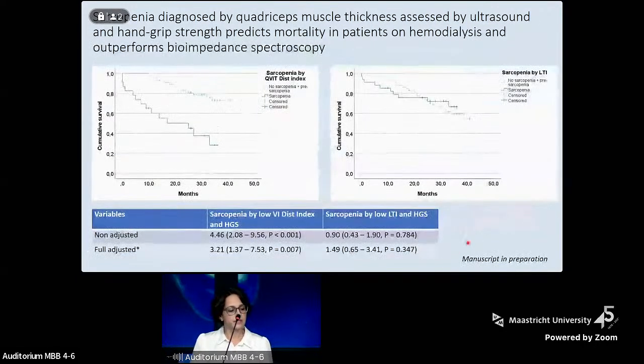And by applying, in the last study, the muscle ultrasound and the impedance analysis for the diagnosis of sarcopenia, which is the loss of muscle mass and strength, together with hand grip strength, which is a tool to assess muscle strength, we found that patients that had sarcopenia by using quadriceps muscle ultrasound to identify low muscle mass had a worse survival, with more than a threefold increased risk of mortality. And no difference was found in patients when we diagnosed sarcopenia by using bioimpedance analysis.